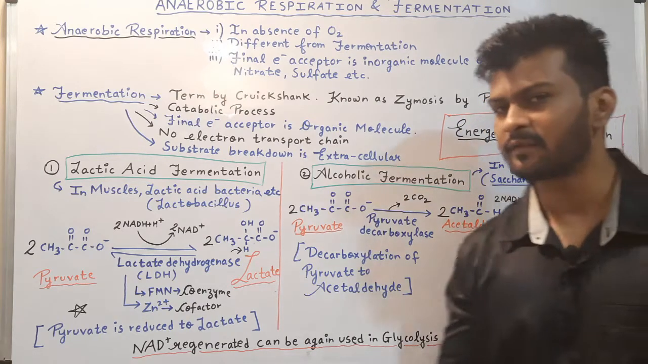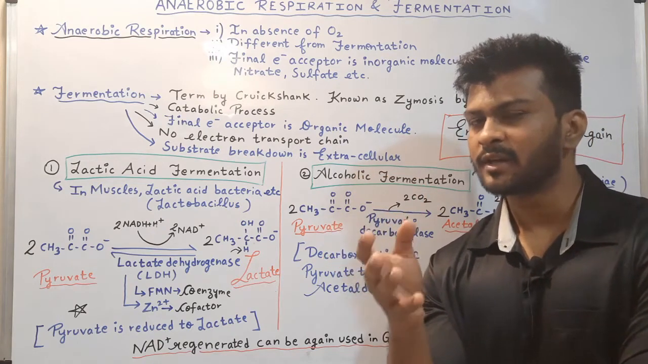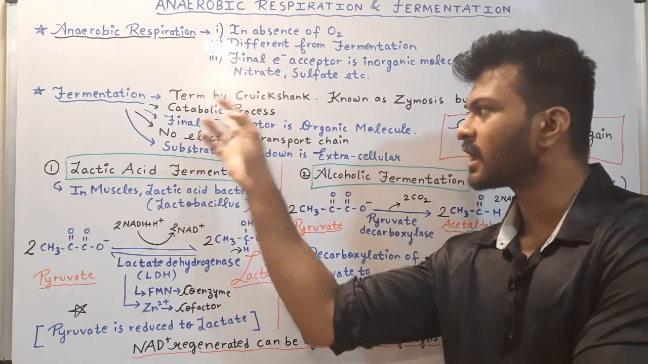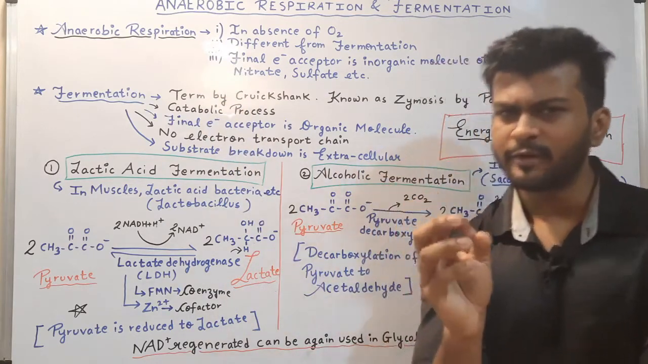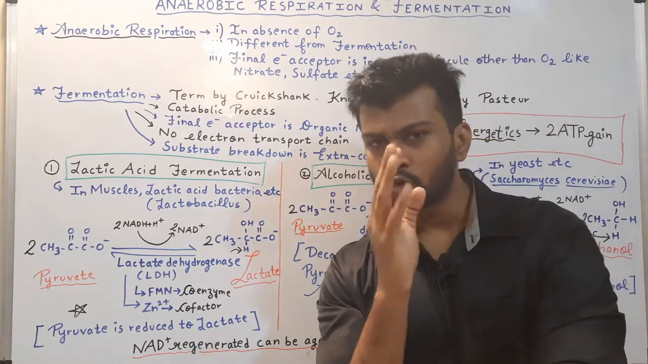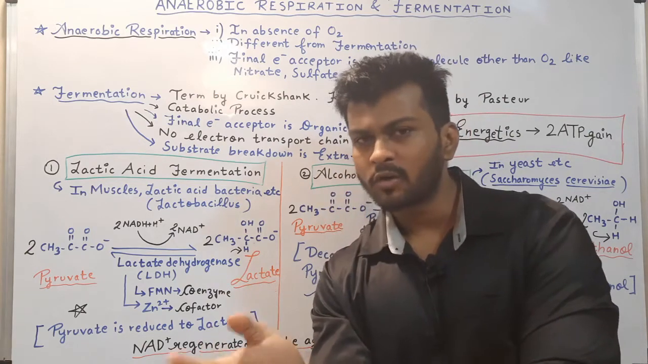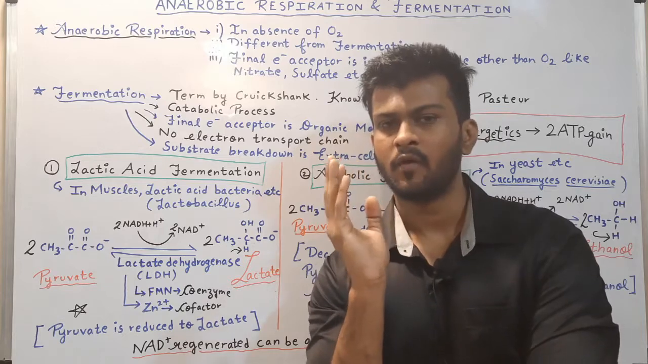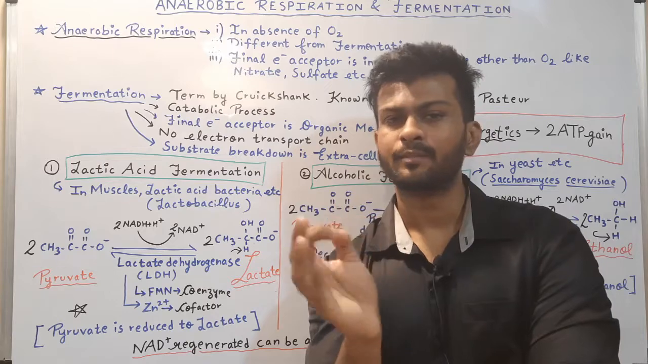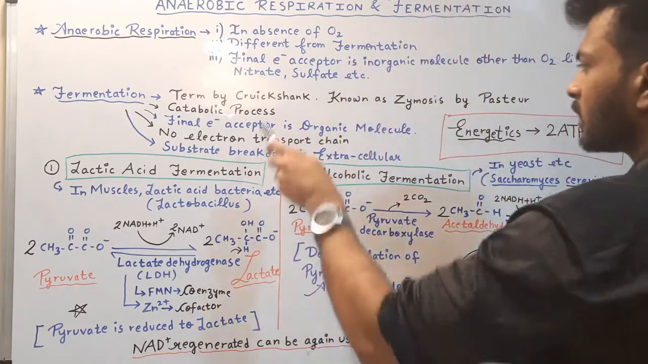Most of the students think that fermentation is anabolic process because they think that end product is going to be formed. But this is not the case. It is a catabolic process. In the first video, that is introduction to metabolism, we have discussed that anabolic processes are those in which there is a formation of complex molecule from inorganic precursors, whereas catabolism is that process in which there is breakdown of complex molecule into simpler molecules. So it is a catabolic process.